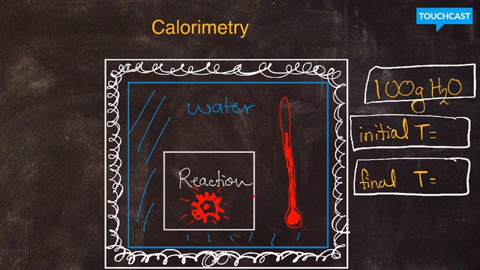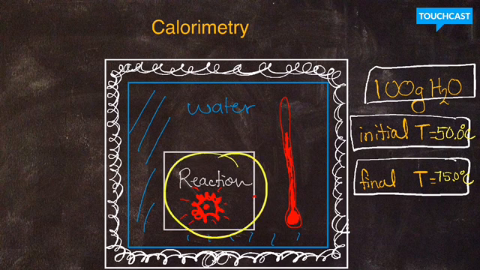So if you want to do a real simple example, let's pretend like the initial temperature of the water before a reaction is initiated inside the calorimeter is 50.0 degrees Celsius. And let's pretend that the final temperature after the reaction is completed is 75.0 degrees Celsius. Let's figure out exactly how much energy in joules was released by the reaction on the inside of the calorimeter.